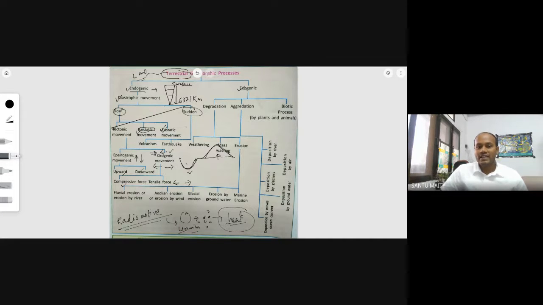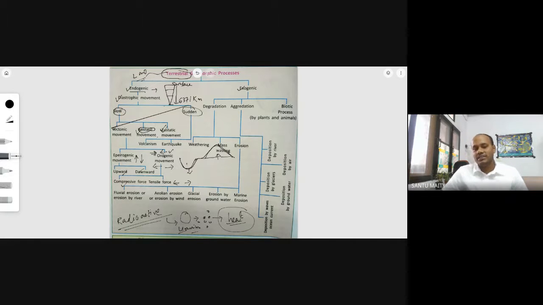On the other hand, there are sudden processes, which do not depend on time. For example, an earthquake may happen anytime. Volcanic activity, in a particular place, the eruption can take place anytime. These are sudden events categorized under the diastrophic movement.